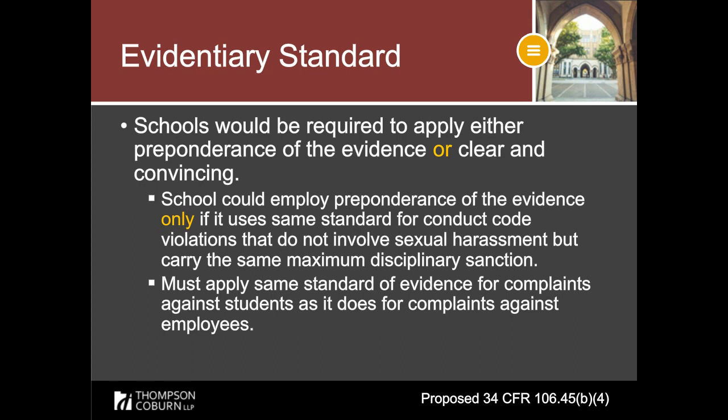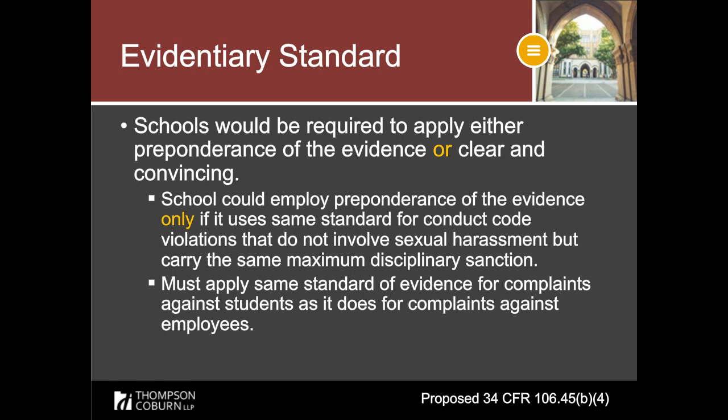On the other hand, in these types of processes, you don't have discovery, you don't have rules of evidence, you don't have some of the protections that are available in good old civil litigation, and so maybe that justifies a higher standard. They're going to allow schools to make the decision, but they do say if you use preponderance of the evidence, you have to use that standard for the conduct code violations that don't involve sexual harassment and carry a similar maximum disciplinary sanction, which presumably would be getting kicked out of school or termination from employment.